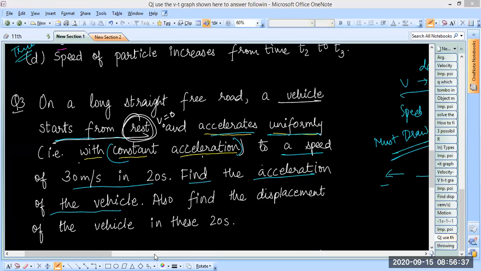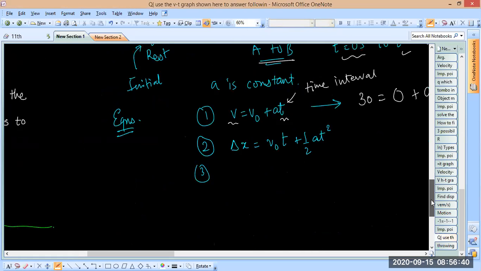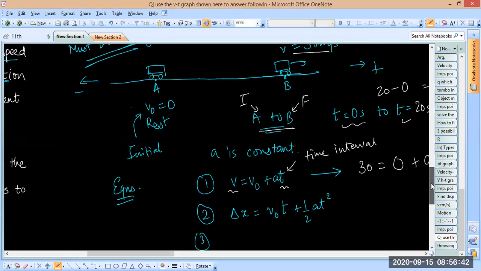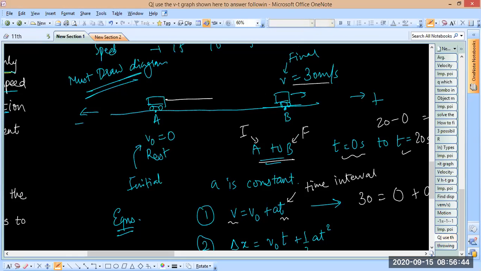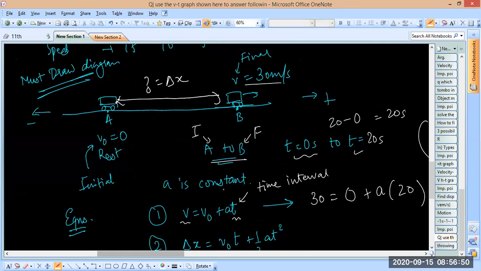Second part. Displacement. We have to find how much did it move, right? From here to there. How much is that displacement? So obviously we have to use the second equation. Unit is wrong, Dhruvi. How many of you have got an answer? Can you please write your answer of displacement? Okay, very good. Looks like many of you have got the right answer.